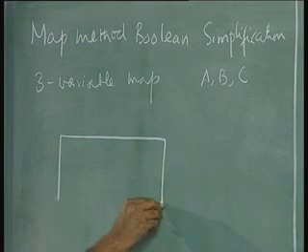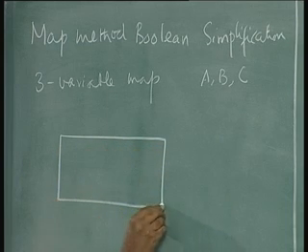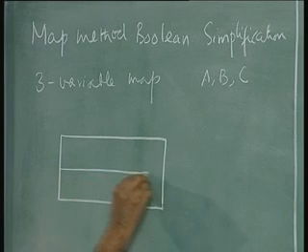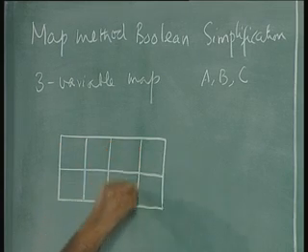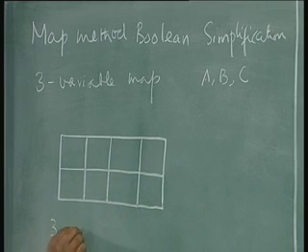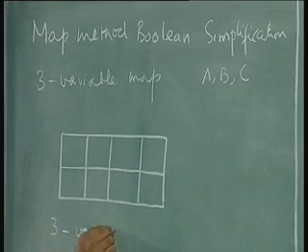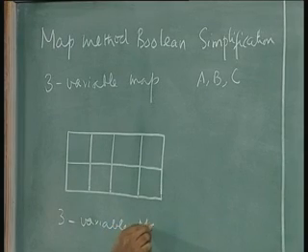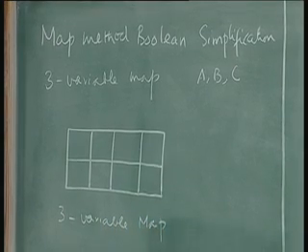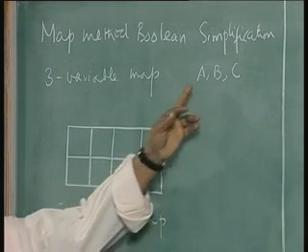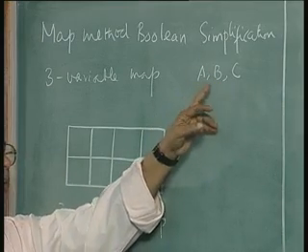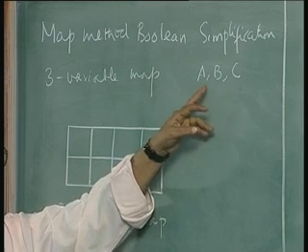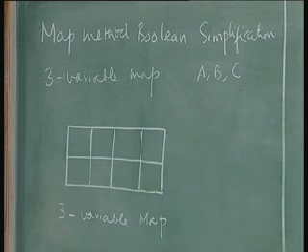You can draw it horizontally or vertically, it does not matter. I need 8 cells in this map. I call this a 3 variable map. The eight cells correspond to the values A bar B bar C bar, A bar B bar C, A bar B C bar, A bar B C, and so on. This will be represented here.